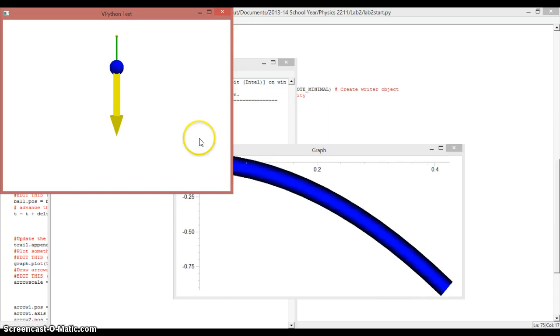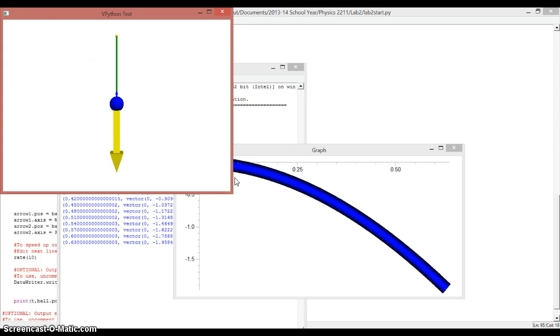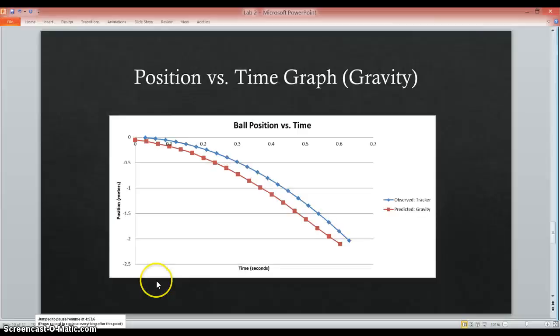As you can see, we have a similar graph as the one from the observed data from Tracker. Here, in the graphical representation, the force of gravity is shown, but a force of drag is also shown. As the ball is falling to the ground, an ever-increasing drag force is shown as the ball eventually reaches terminal velocity.